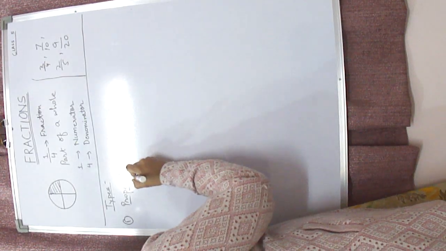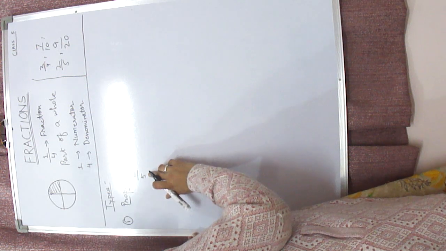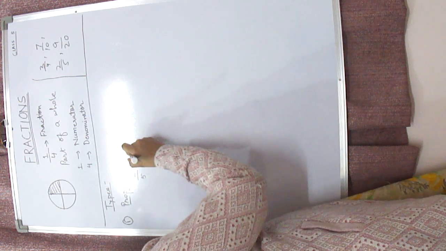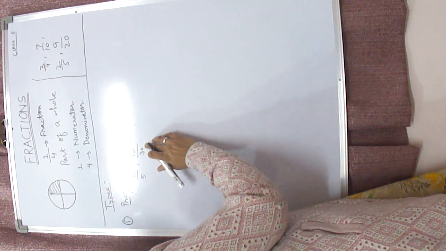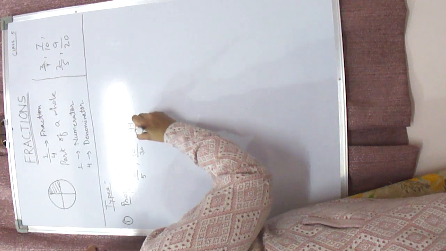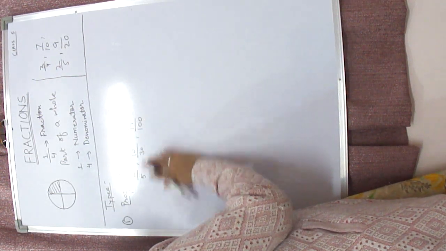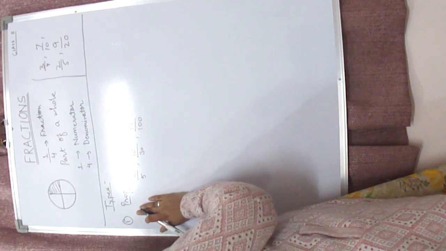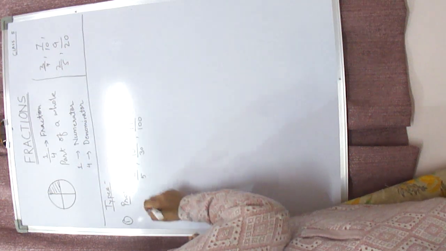For example, 2 upon 5. 2 is smaller than 5, so it's a proper fraction. 10 upon 30. 10 is smaller than 30, so it's a proper fraction. 99 upon 100. 99 is smaller than 100, so it's a proper fraction. So proper fraction is a type of fraction where numerator is always less than the denominator.